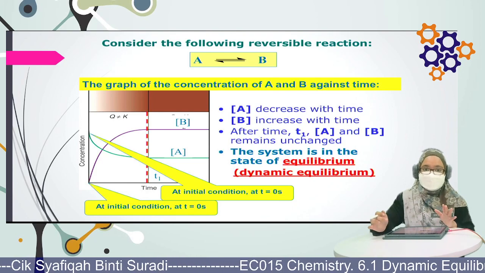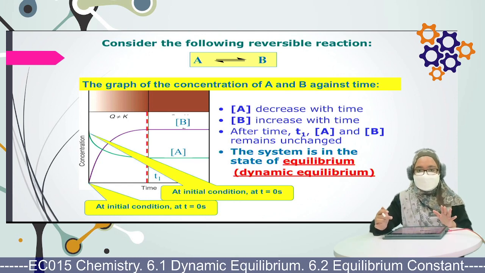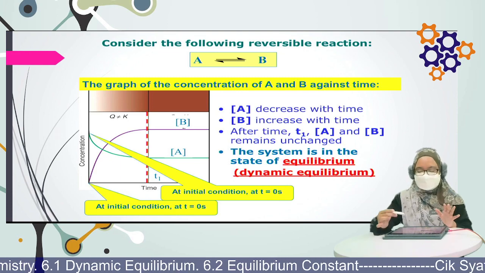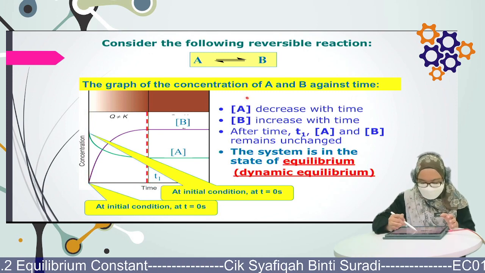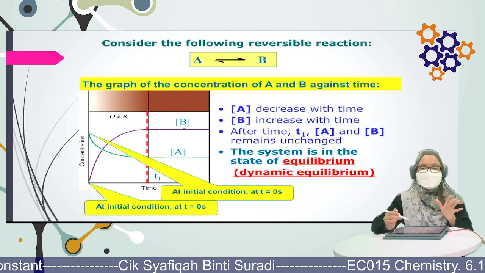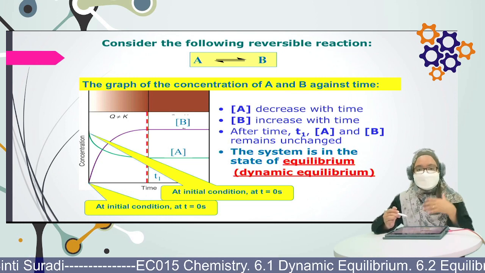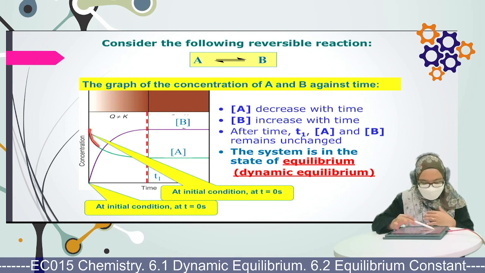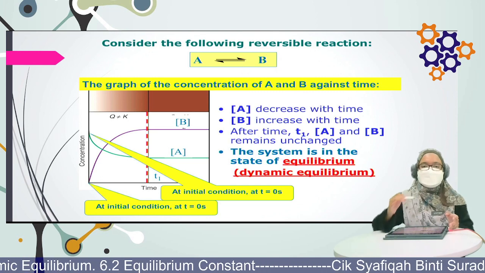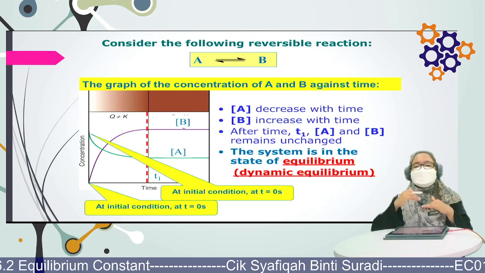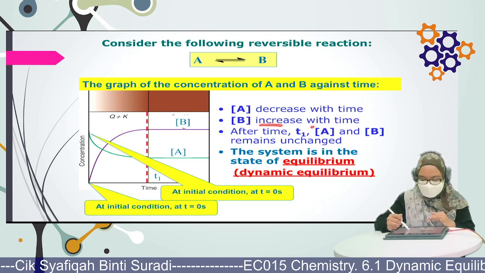Alright, let's look at this curve graph. We want to look at the graph of the concentration of reactant A and product B against time. Here we have concentration against time. The concentration of A, the reactant, is used up during the reaction, so over time it will decrease. However, for product B, when the reactant forms product, over time the product increases. So the concentration of product B will increase over time.